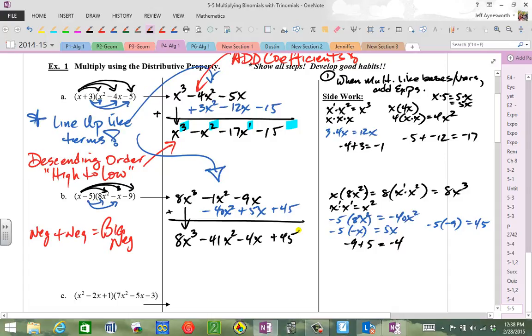And that's how it's done, my friends. You just have to, again, add vertically. Let me write that down too: add vertically.